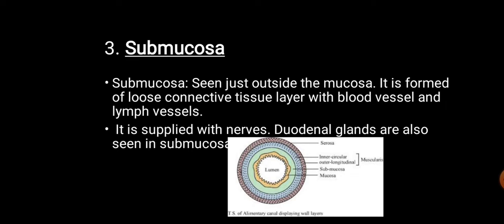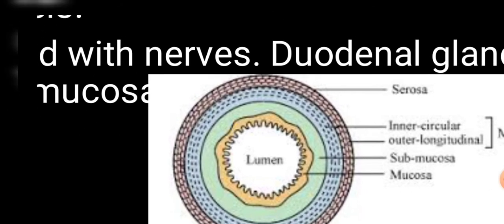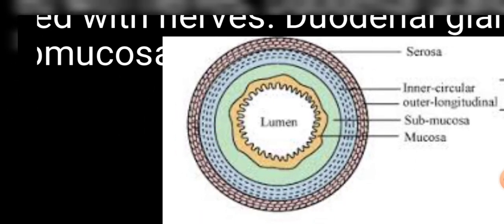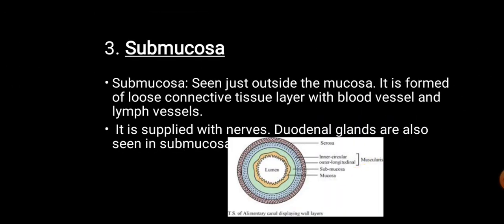The third layer is the submucosa. In this picture, the green color which follows the muscularis is the submucosal layer. It is composed of loose connective tissue, and this loose connective tissue has blood vessels which carry blood, and lymph vessels which carry lymph. It is also supplied with nerves which carry information from the central nervous system.